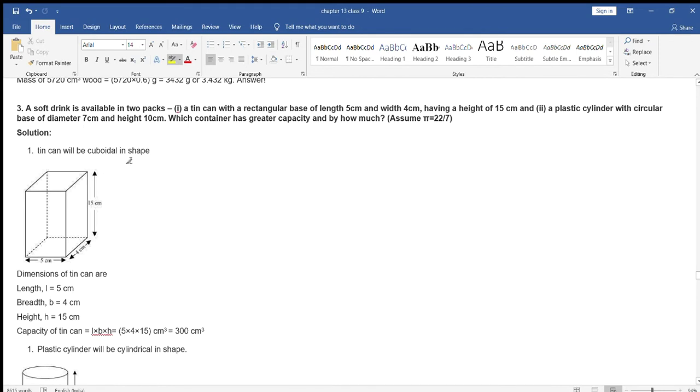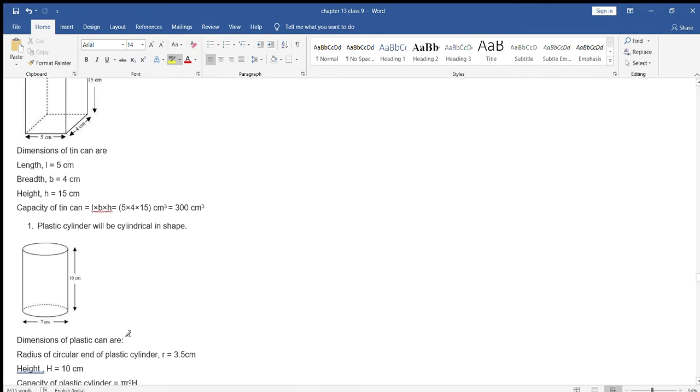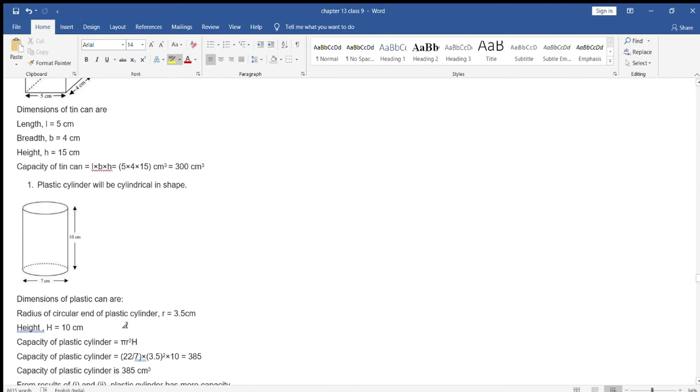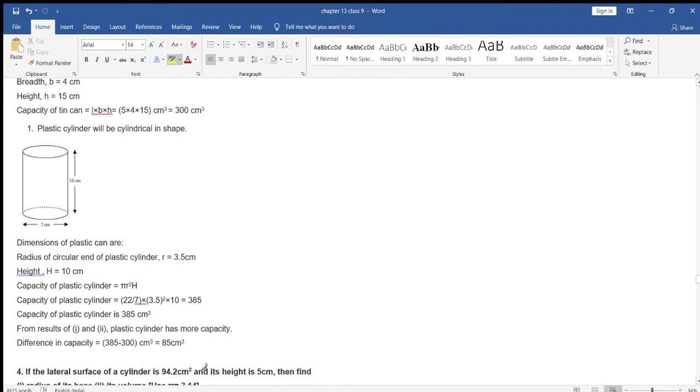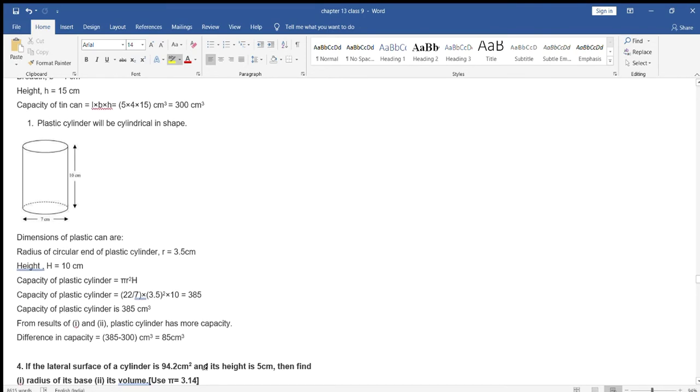So this is a tin can. It is in cuboidal shape. L, B, H, all three things are given to us. Capacity is there. So how can you find the capacity? Simply by multiplying. Okay. Now, for the second one, it is a plastic cylinder. Here you have to find the volume. How can you find the volume? By using the formula of the cylinder. It is pi r square h. All the things are known to us. We can put the values in the formula. On comparing both, we find that the plastic cylinder has more capacity.